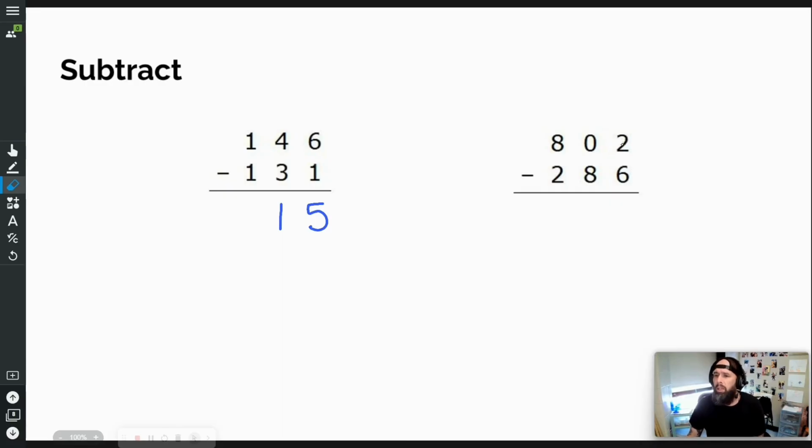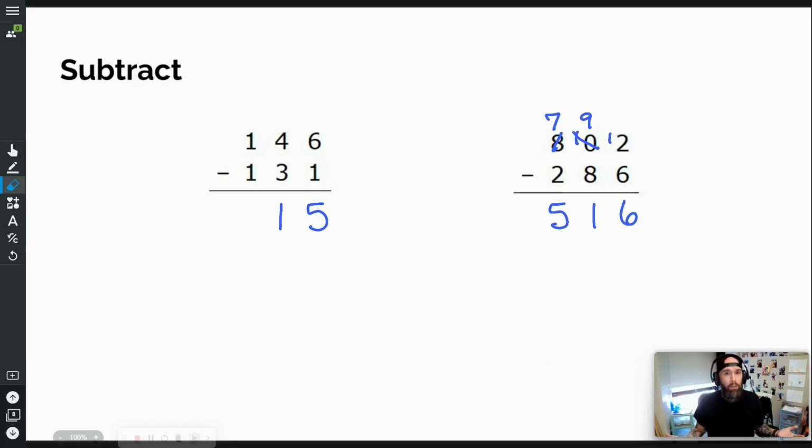All right, so we have 2 minus 6. Can't do it, so you need to borrow. You can't borrow from 0. We learned that a couple problems ago. So we need to go to the left one more time and borrow 1 from 8. Make you a 7. Now we can borrow from 10, make you a 9, and make you a 12. So 12 minus 6 is 6. 9 minus 8 is 1. And 7 minus 2 is 5.